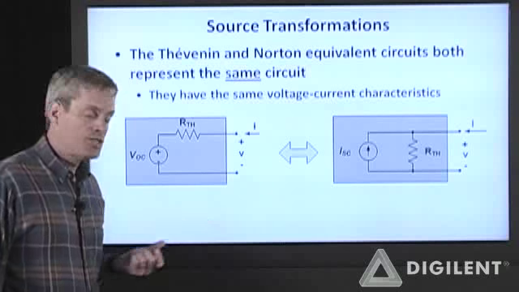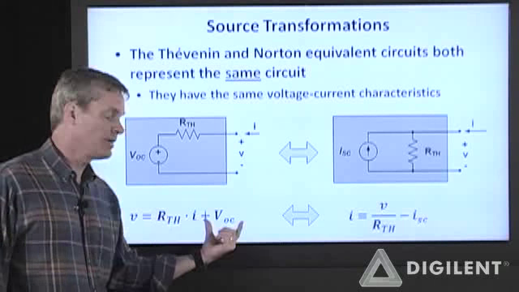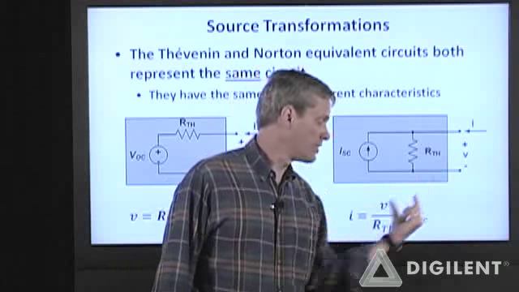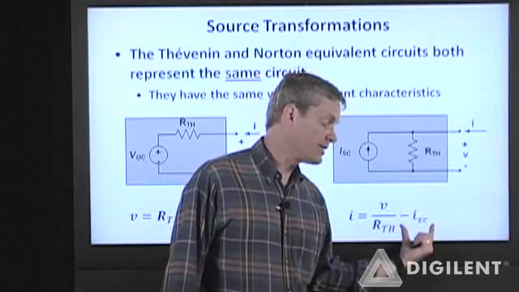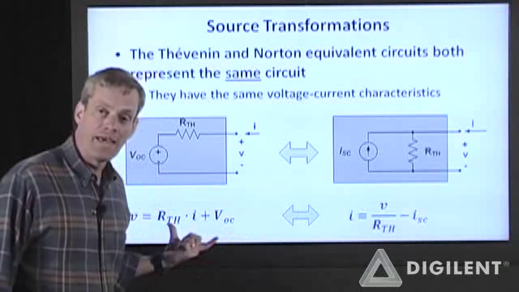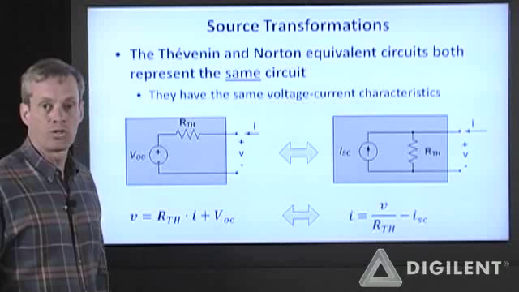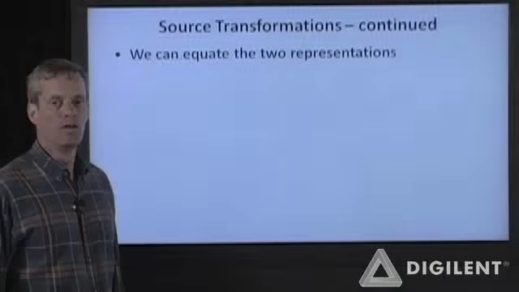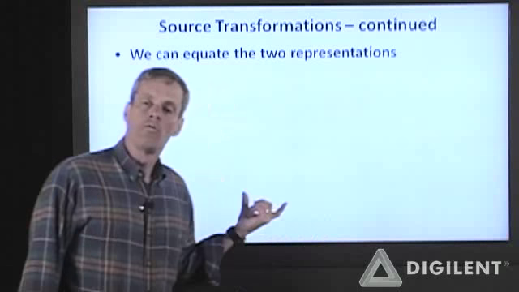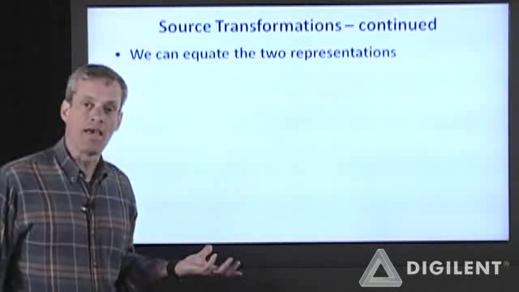So the mathematics that describes these, we said that the voltage for a Thevenin circuit is RTH times I plus the open circuit voltage. The current for a Norton circuit is V over RTH minus the short circuit current. These are not necessarily describing different things. They can be combined and equated. That leads to what we call our source transformations. So the Thevenin and the Norton characterizations of the voltage current relationship are not necessarily independent. They're both describing the same thing.